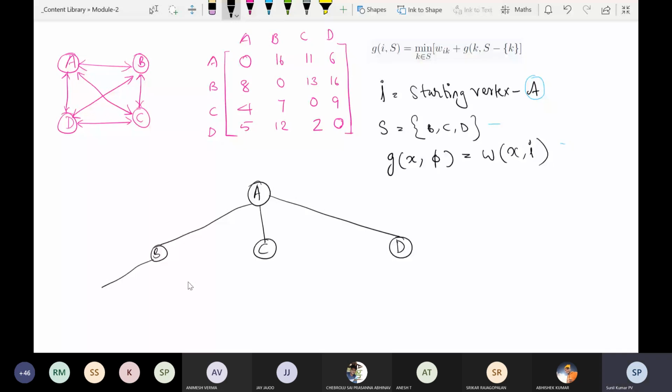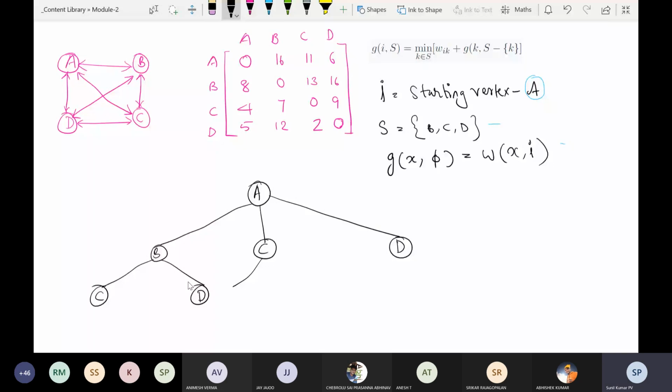That is there. From C, which are the options? Suppose he doesn't go from A to B, but instead he went from A to C. Then what are the remaining options from C? B and D. Yeah, B and D are the options.